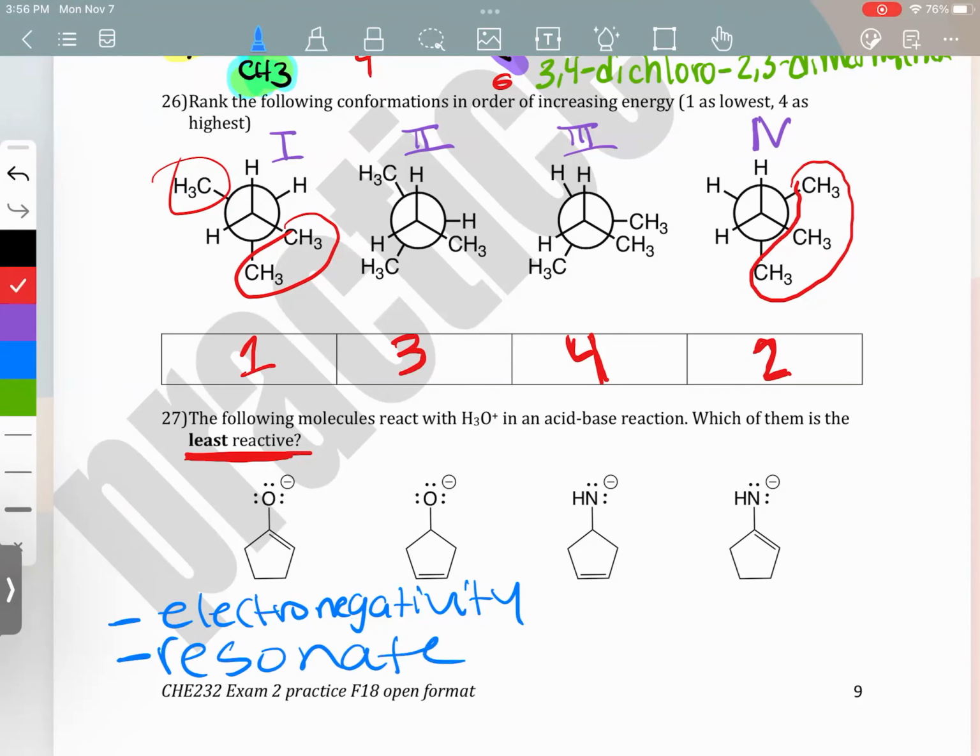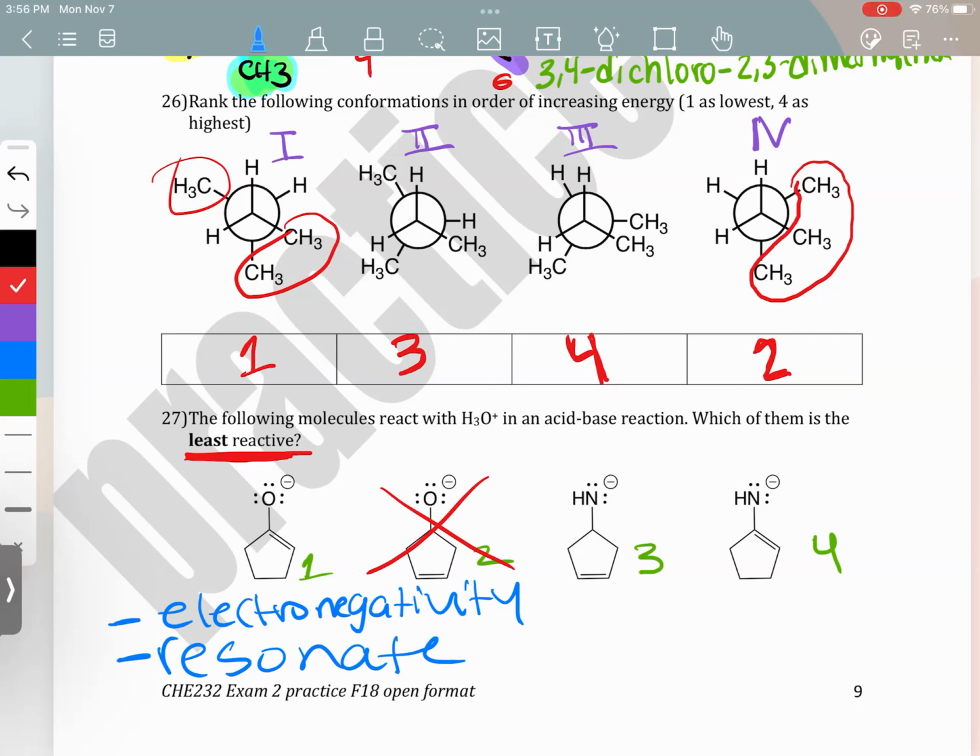So these 3 atoms. Which one of these choices can we automatically eliminate? Let me say 1, 2, 3, and 4. Which one do you know isn't least reactive? 2. Because it can't resonate. Well, 2 can't resonate, right?